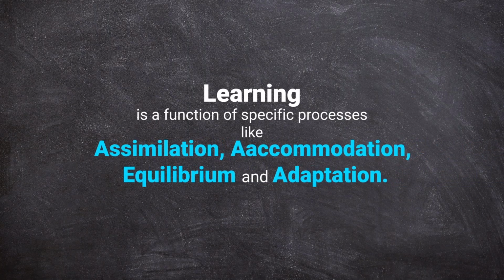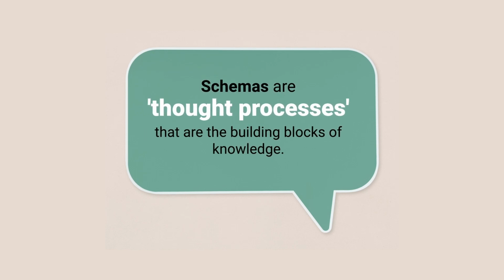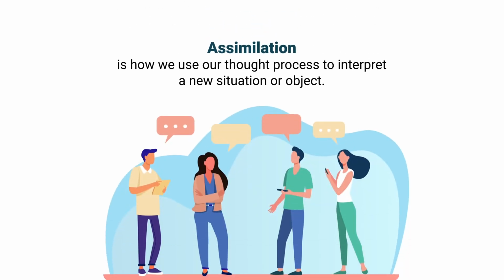He believes that learning is a function of specific processes like assimilation, accommodation, equilibrium, and adaptation. Cognition is developed by the establishment of new knowledge or schemes, or schemas, which are thought processes that are building blocks of knowledge. For example, a baby knows that it must make a noise to express its need for food. Assimilation and accommodation are both processes of cognitive development. Assimilation is how we use our thought process to interpret a new situation or object. As soon as the child's process of thought develops, he tries to apply it to all new situations he comes across, objects he has never seen.